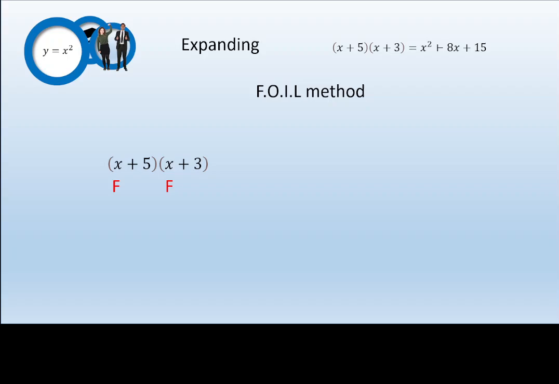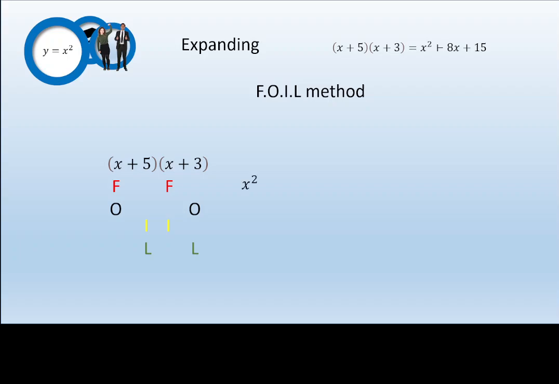Okay, let's have a look at the FOIL method, and again I've just put up x plus 5, x plus 3 to show that we're going to get that quadratic. There it is expanded. Now what do I mean by this? Well, F stands for the first term in the brackets. O stands for outer, the outside of the whole thing, at the edges if you like. I is inner, the innermost two elements of the brackets here, the 5 and the x. And then L is the last thing in the brackets. That's where FOIL comes from.